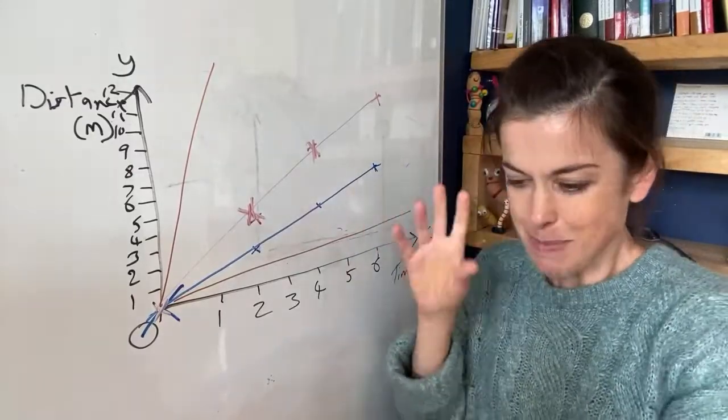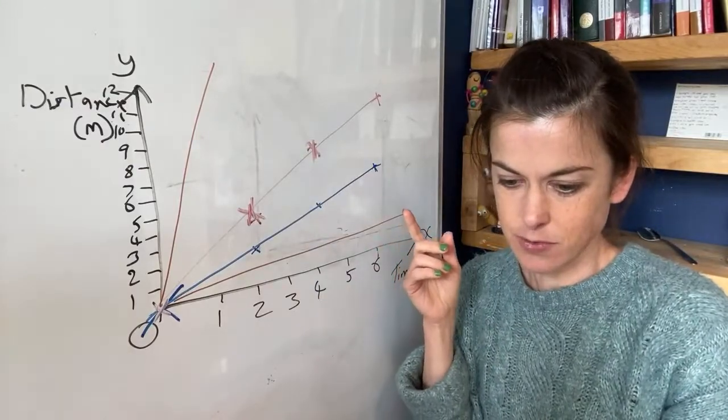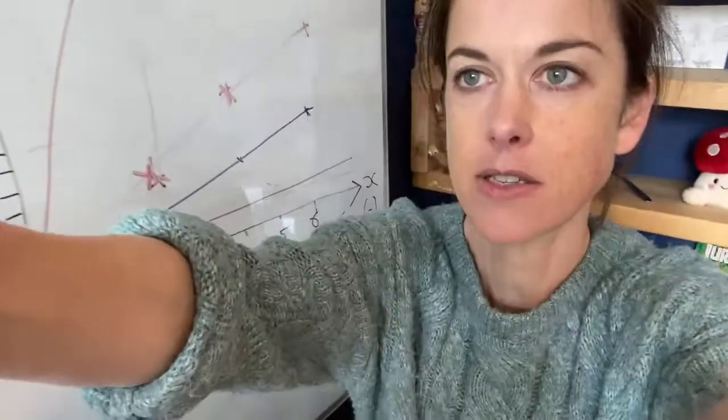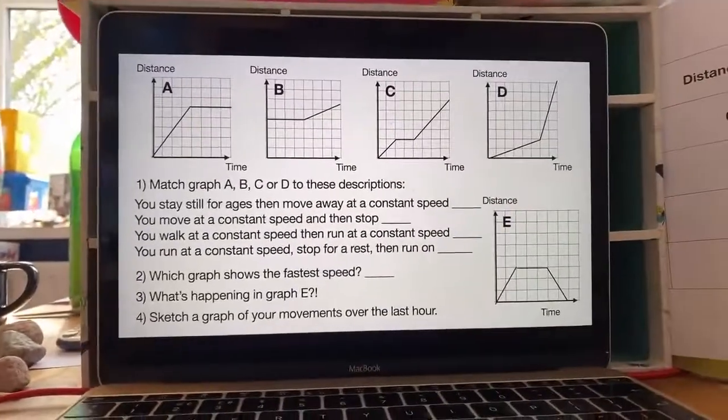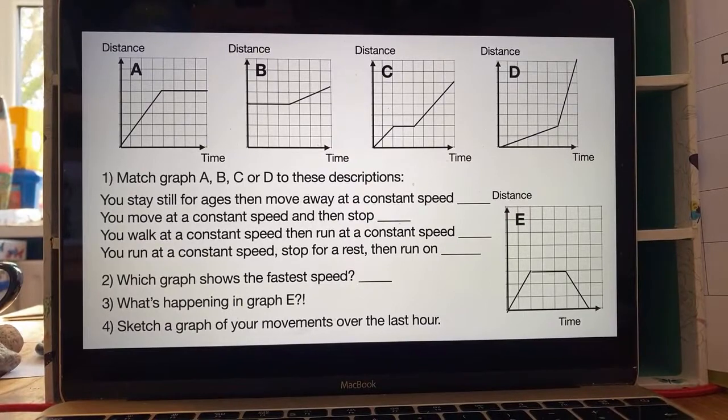Okay, we will look at the maths of the gradient and how you put a number on the gradient in a sec. But first of all, I just want to check if you've got that, okay? So have a go at this sheet for me. Here we are. So you've got 5 distance time graphs here, A, B, C, D, and E. And I just want you to match the graph to the descriptions.